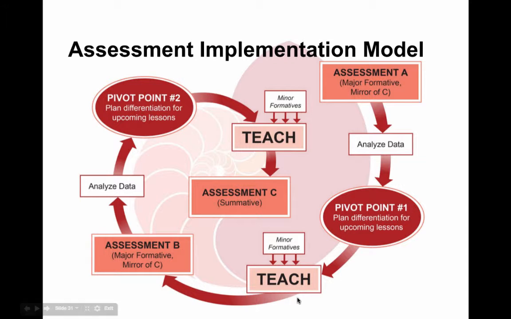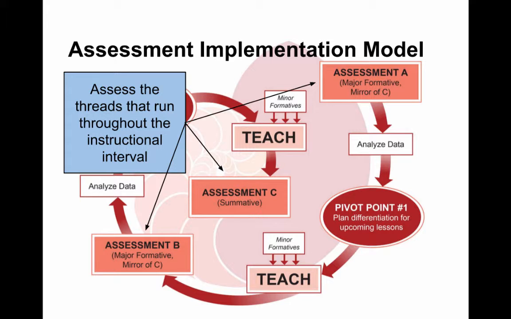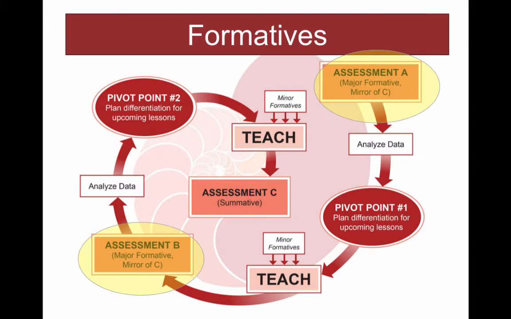Continue to teach, obviously continue to administer additional formatives, and then you would give assessment B. Assessment B would be a mirror of assessment A in the same content, the same complexity, the same format. Again, analyze that data, pivot, continue to teach, and assessment C would then be able to tell us how much students grew between the two measurement points of A and C. So what we're doing is we're assessing threads that are running through more than one unit. So it's not just one specific unit, but rather the growth that we see over multiple units.